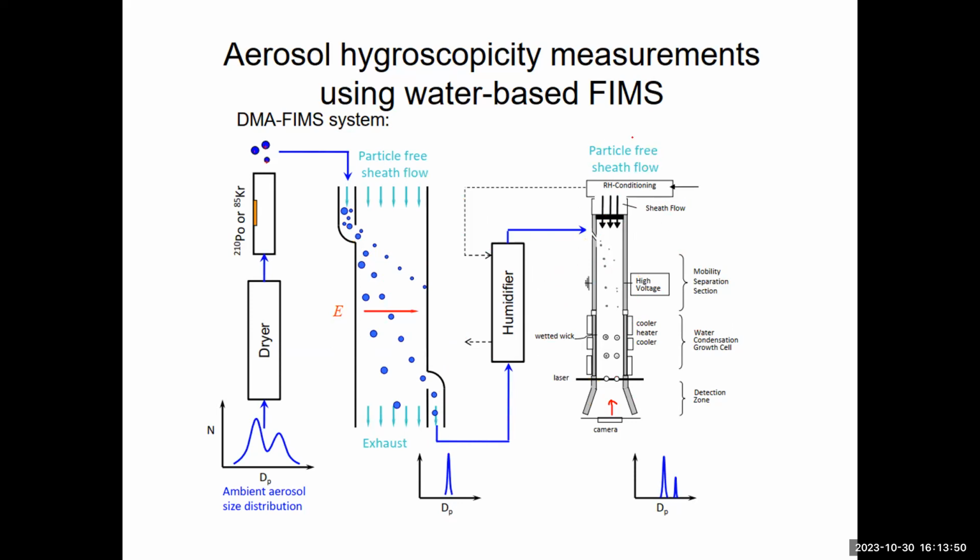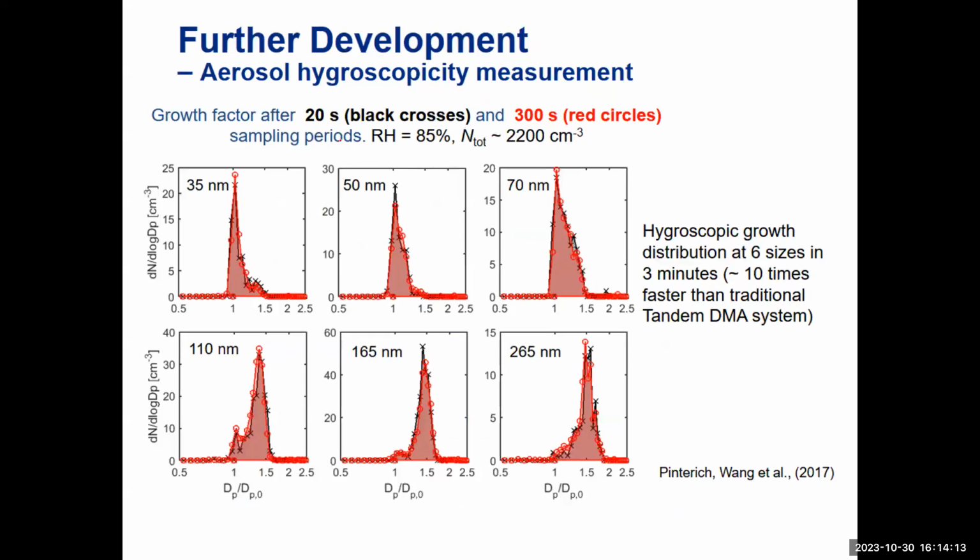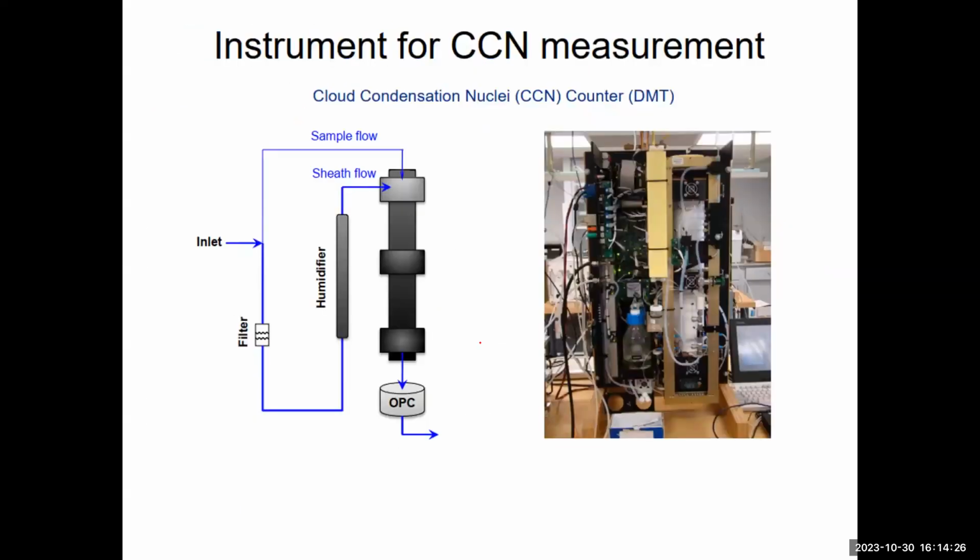One thing I also want to mention is that remember when we first introduced the FIMS, it uses butanol vapor or heptanol vapor to grow the particles. But we also need to make sure that the RH in the humidifier is the same as the RH in the FIMS. So that's why the H-FIMS uses water vapor to grow the particles. That's the advantage for particle growth. The FIMS can shorten the particle size measurement from 300 to 20 seconds, which significantly reduces the time needed for aerosol hygroscopicity measurement.